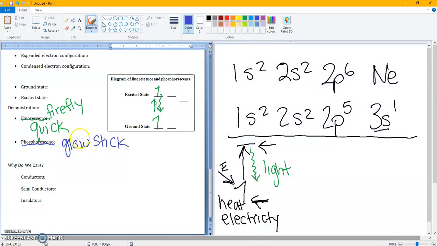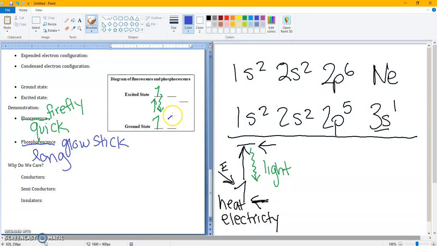However, a glow stick doesn't last a short amount of time. It actually lasts for a pretty long amount of time, sometimes up to 24 hours. Usually when you wake up the next morning, it might be still glowing or it might be dead, but it lasts a lot longer than a firefly. And this is because the electrons move a little differently when it comes to phosphorescence.